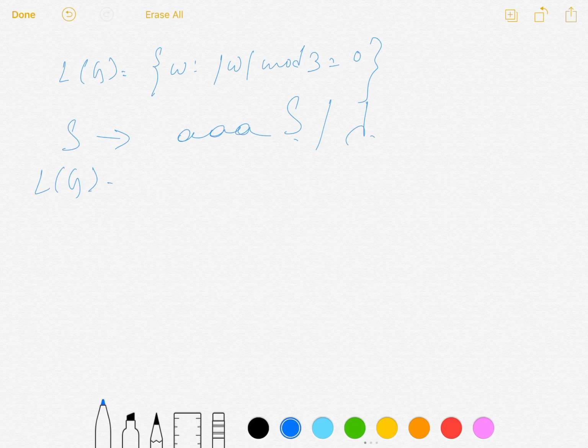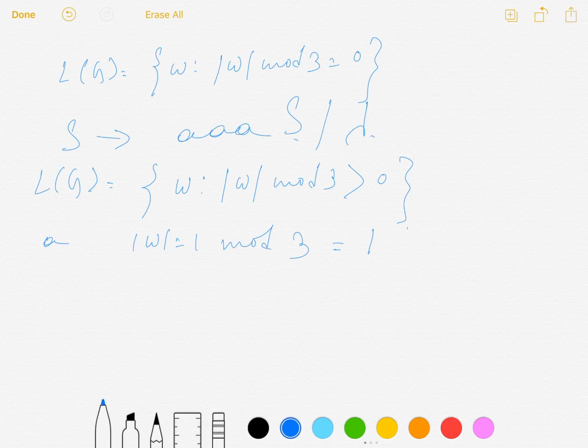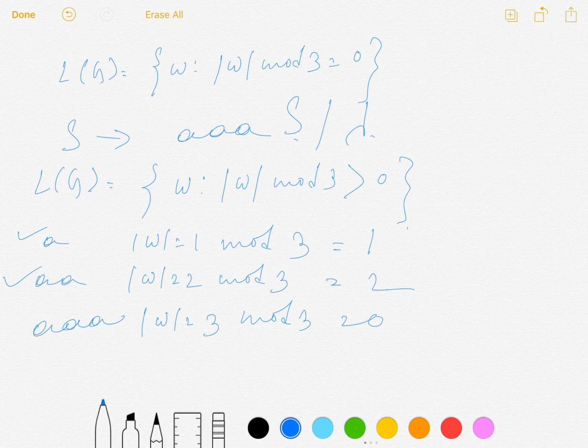Similarly, if another problem is given, L G equal to omega where mod omega mod 3 greater than 0. Greater than 0 means if it is a only, then mod omega equal to 1 and 1 mod 3 is 1. So, it must be accepted. If the number of a is 2, then mod omega equal to 2 and 2 mod 3 is 2. So, it must be accepted. If a equal to 3, mod omega is 3 and 3 mod 3 is 0. So, it will not be accepted.